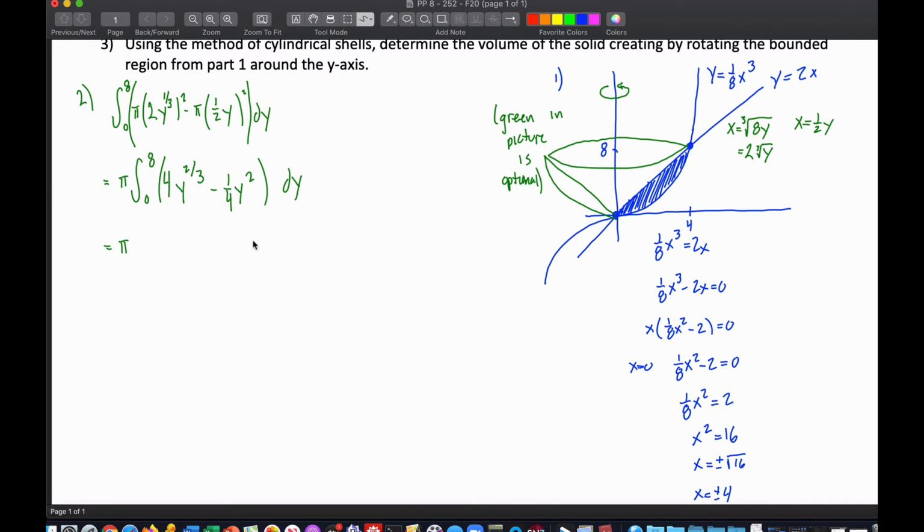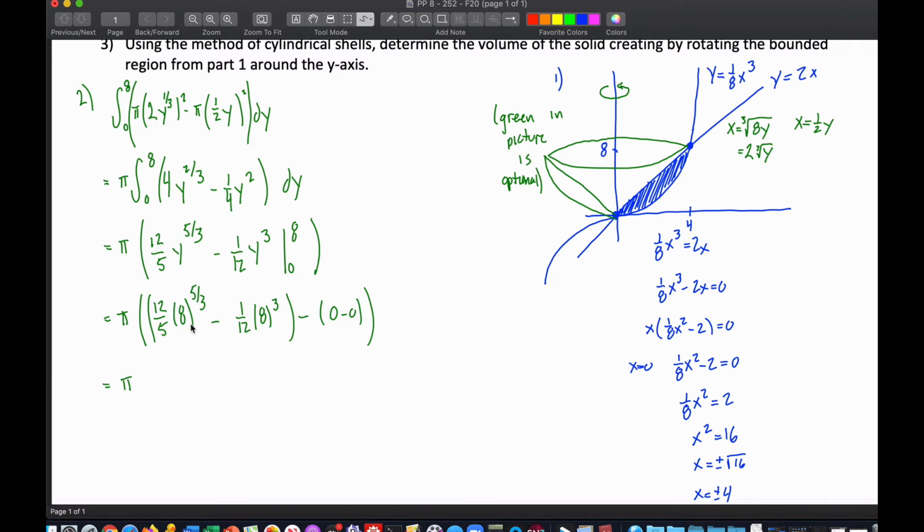To evaluate this thing, I use the evaluation theorem, which means I need the antiderivative of this guy. The antiderivative of 4y to the 2/3, my new exponent will be 5/3, and I'll have to multiply by 3/5. 3/5 times 4 is 12/5. So the antiderivative of 4y to the 2/3 is 12/5 y to the 5/3 power. And then the antiderivative of negative 1/4 y squared would be negative 1/4 times 1/3, or negative 1/12 y to the third power. And that'll need to be evaluated from 0 to 8. So now I go plugging in 8s and then plugging in 0s and subtracting those two things. Plugging in the 8 will be miserable, but plugging in the 0s will be nice.